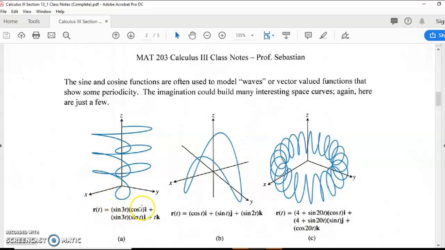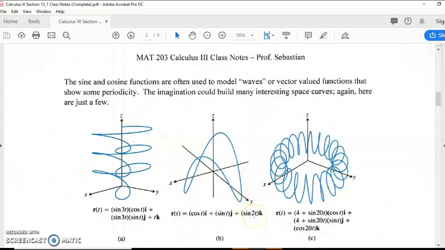So instead of just cosine of t i plus sine of t j plus t k, if I multiply cosine of t by sine of 3t and the sine of t by sine of 3t for the i and the j components, I now get this kind of funky looking periodic climbing up, not a helix anymore because it's not in that same form, but it's similar.